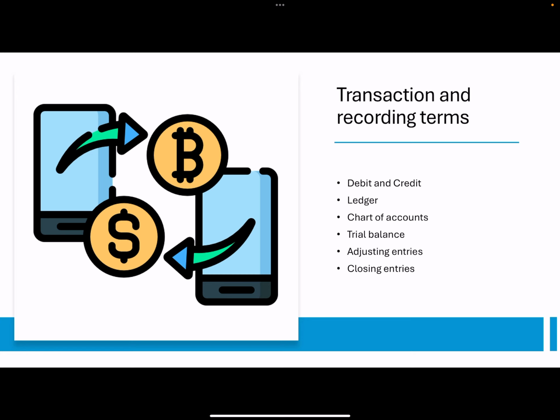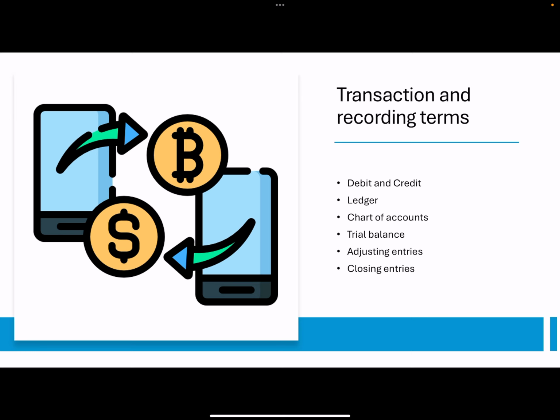Debit and credit. Debit increases assets and expenses, and decreases liabilities, equity, and revenue. Credit increases liabilities, equity, and revenue, and decreases assets and expenses. Always recorded together to keep books balanced. Journal entries include the original recording of transactions, and then there are ledgers, which are the collection of all accounts, which group transactions by type.